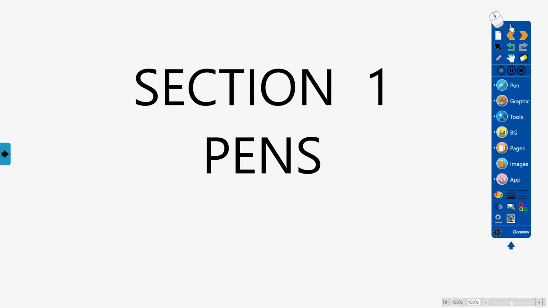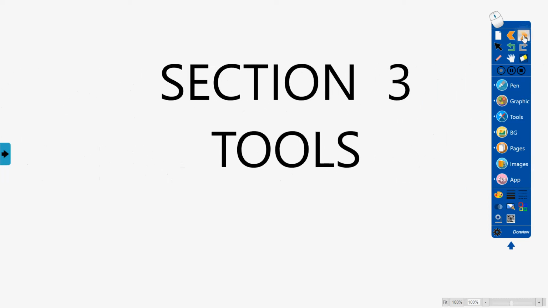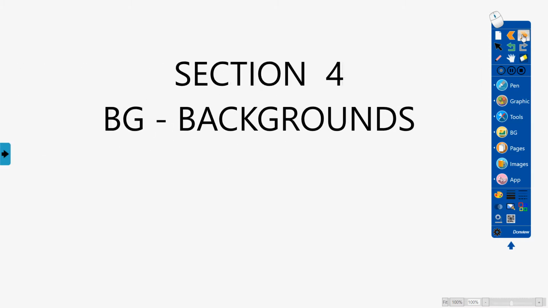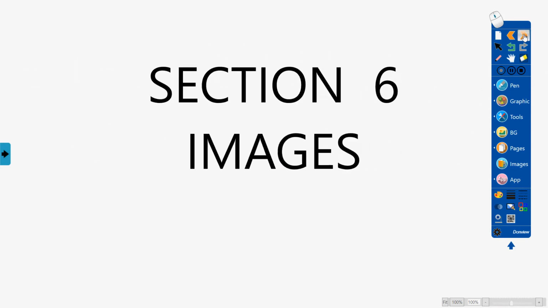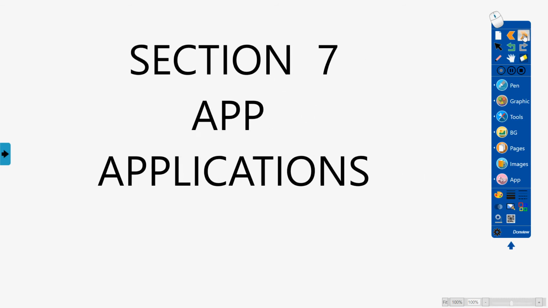The next half a dozen icons in the toolbar: section 1 is pens, section 2 graphics, section 3 tools, section 4 backgrounds, section 5 pages, section 6 images, and section 7, the last one there, is apps or applications. Each of these sections will be covered in more detail in separate lessons.